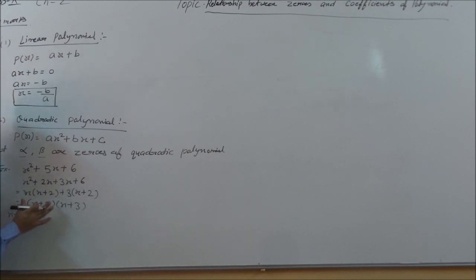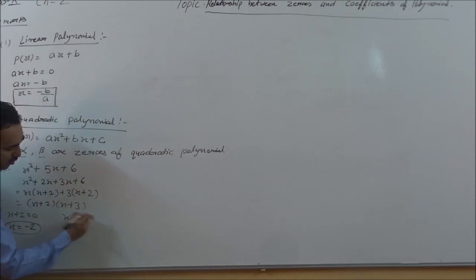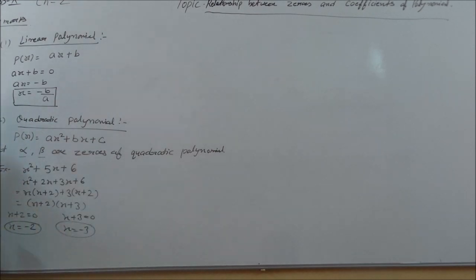Now we get two factors. So we will make both the factors equal to 0 to find the zeros of this polynomial. So x plus 2 equals 0, x equals minus 2, the first zero, and x plus 3 equals 0, so x equals minus 3 is another zero. So here the two zeros: alpha is minus 2 and beta is minus 3. You have to remember alpha and beta, which we have let be the zeros of the polynomial.